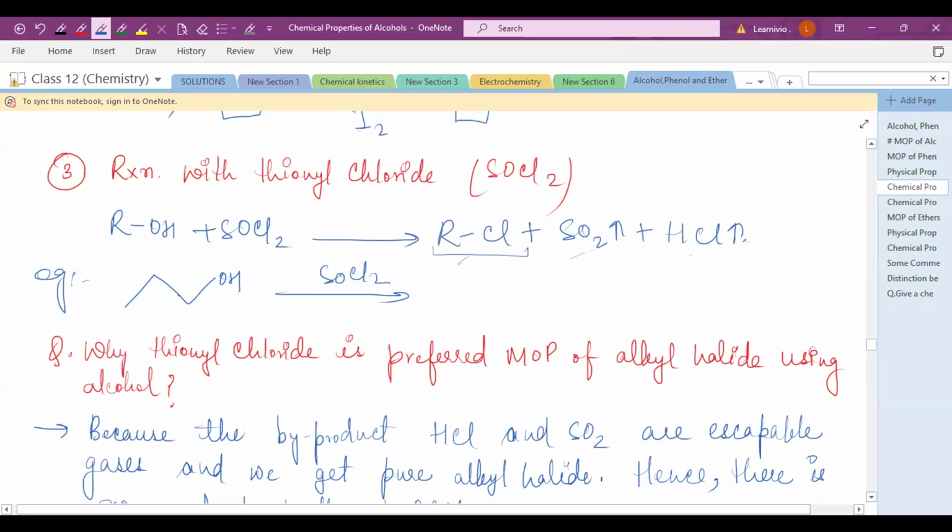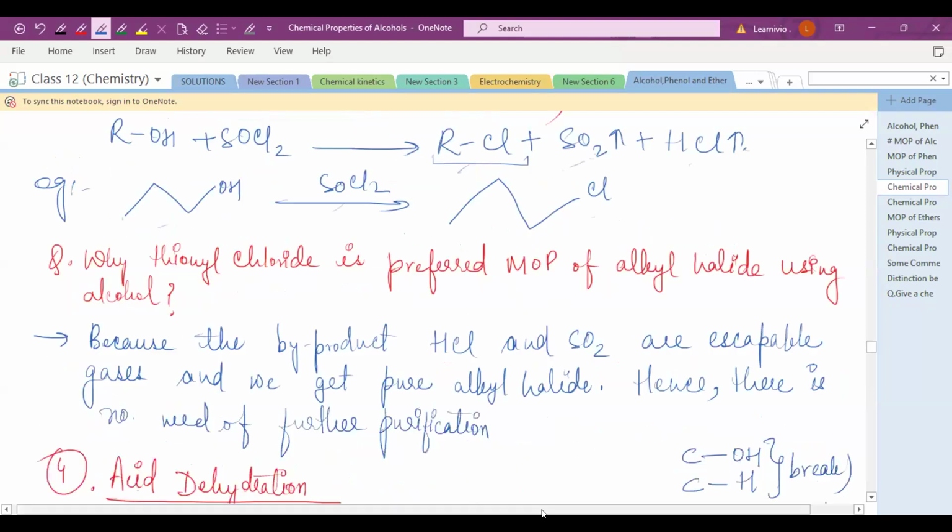Okay, so what is the example? So this is your example, CH3CH2CH2OH. Okay, propanol when it treats with SOCl2, so what will be the product? You will get propyl chloride, 1, 2, 3, and here chlorine. Okay, so in the place of OH, OH is replaced by your chlorine. I've already discussed why thionyl chloride is preferred.